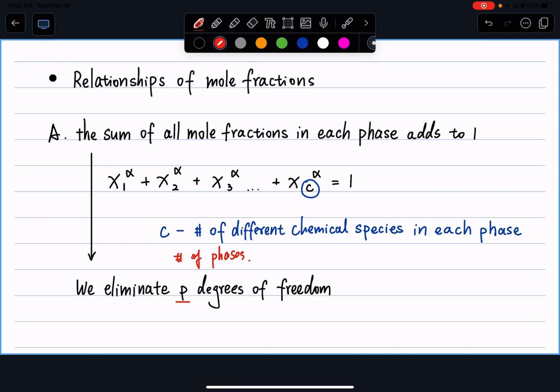All right, with me so far? Just picture that in every phase, the mole fractions of every chemical species add up to be 1. Simple enough.